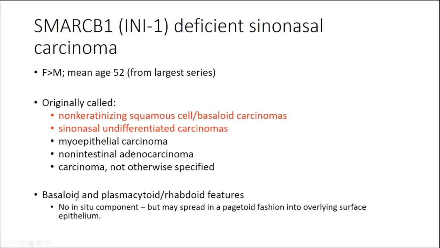Now, the thing that usually is seen in these is a basaloid histology or these plasmacytoid rhabdoid features. You should not really see an in situ squamous component, but sometimes the cells, just like in a lot of different types of tumors, can spread in a pagetoid fashion into the surface epithelium.